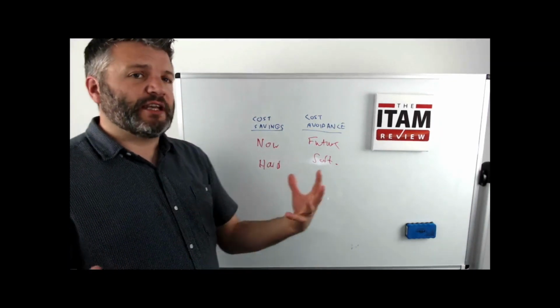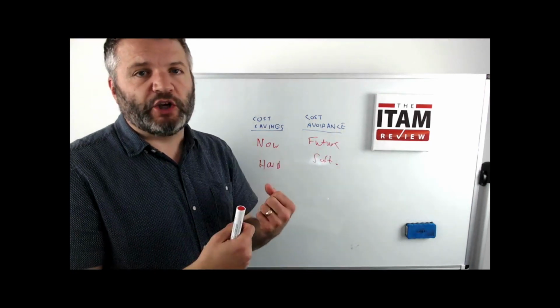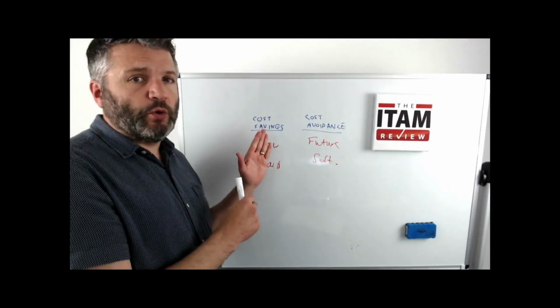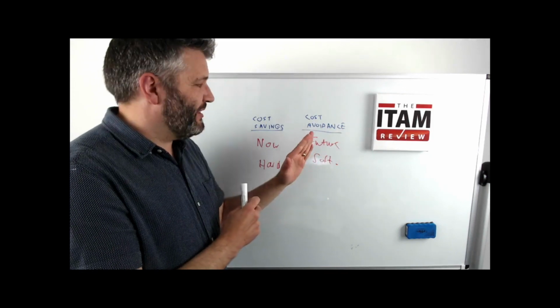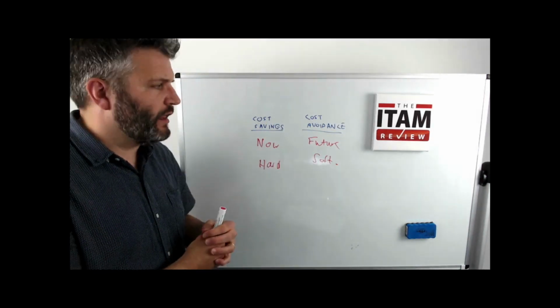So if you had saved £500,000 by removing unused assets, but the renewal is not until next year, that's not going to hit. That's going to be a cost avoidance. That's not going to be till next year.